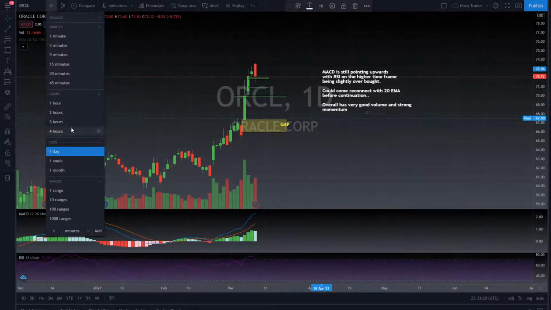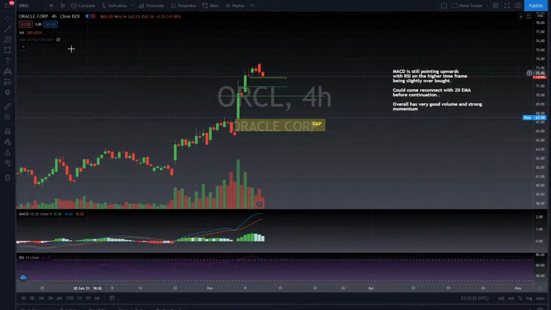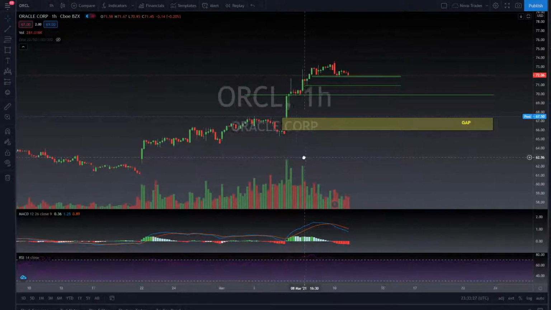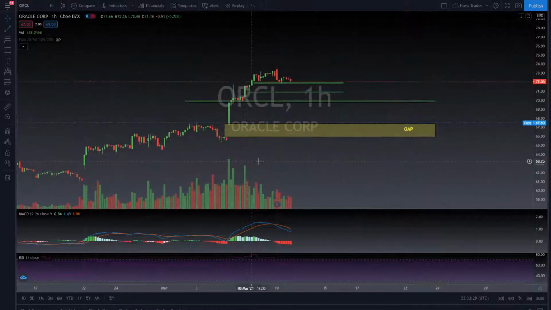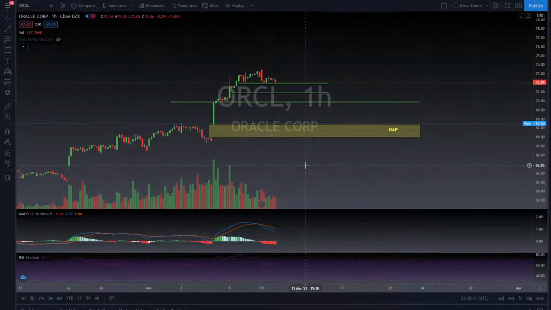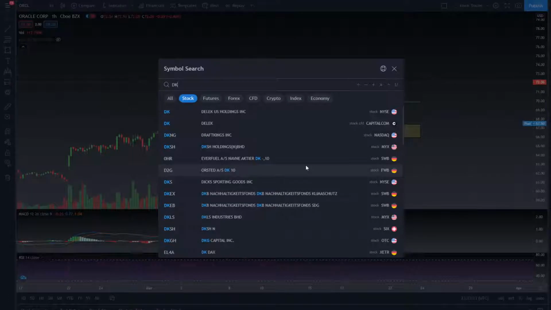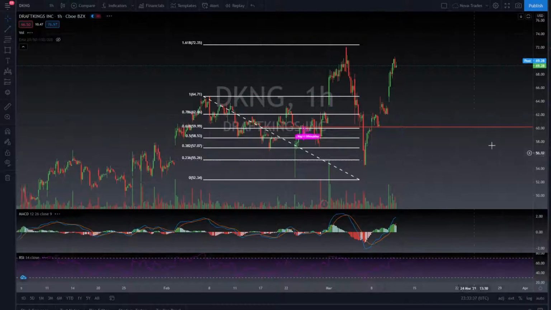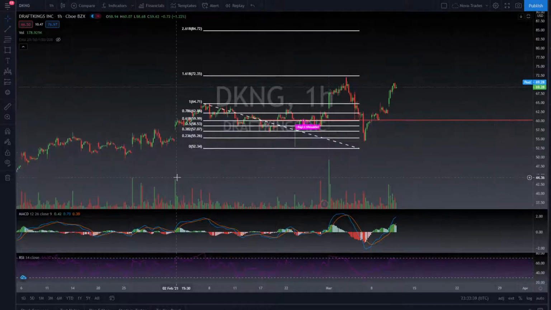But it all just depends on market sentiment because we did sell at the end of the day, the last 2 hours of the day for SPY, so it could have been because of that. But yeah, it still looks strong. I wouldn't count it out. DraftKings. DraftKings has been a beast recently.